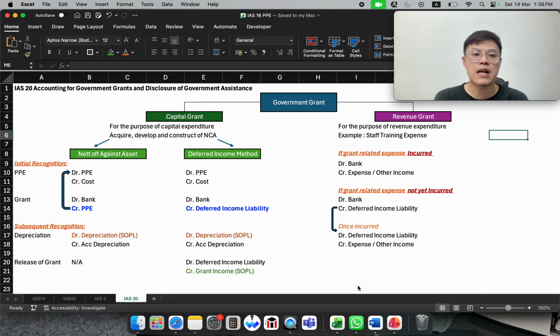Accounting for government grants and disclosure for government assistance. In this video we are going to explain how we treat a government grant when we receive a grant related to the respective asset or expenditures, in response to their reference purpose.